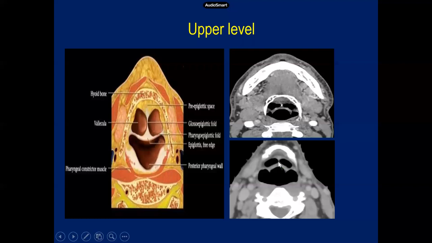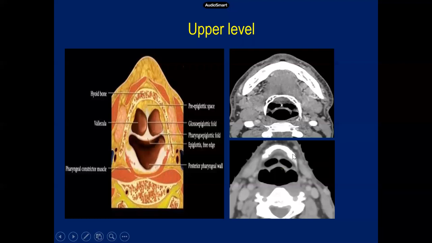This is the vallecula, this is the median glossoepiglottic fold. The supraglottis has mainly five parts: the epiglottis, the arytenoid, the aryepiglottic fold, the false cord, and the ventricle. So we will take this one by one. This is the epiglottic fold. This is the aryepiglottic fold. Posterior to the aryepiglottic fold is the piriform sinus. And you have the posterior pharyngeal wall.